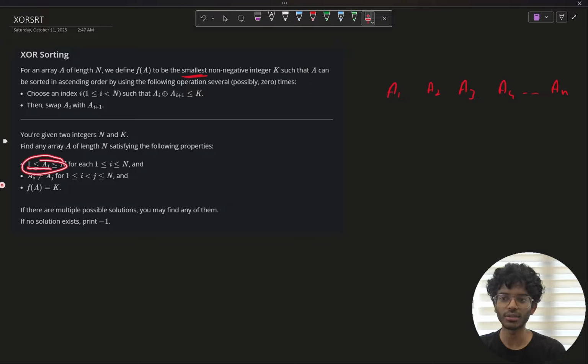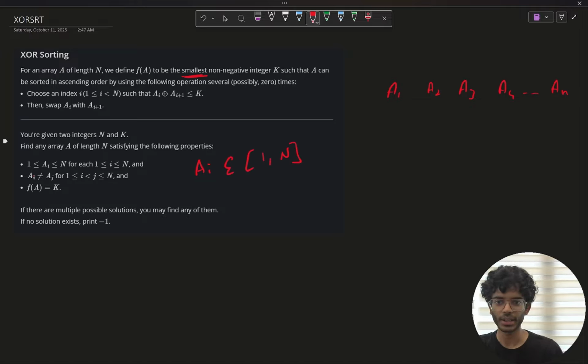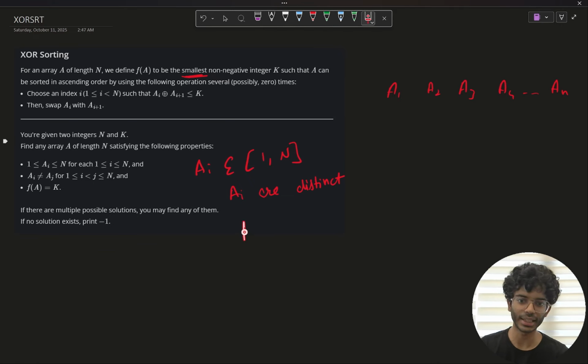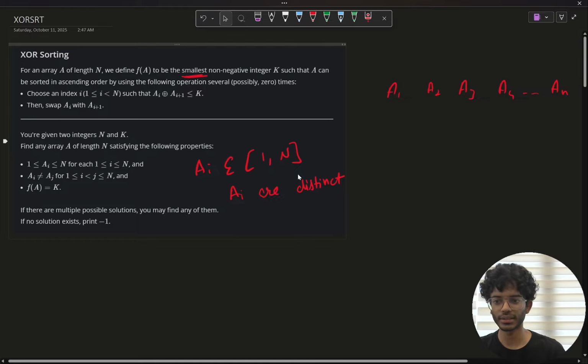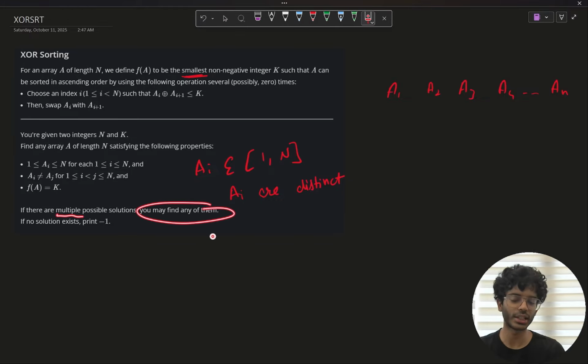We are given that all the A of i will lie between 1 and n. So each A of i is an integer between 1 and n, and none of the elements are equal, so all A of i are distinct. These two conditions tell us that A has to be a permutation, right? Because all the elements are distinct and each element is between 1 and n, it has to be a permutation of size n. If there exist multiple solutions, we can print any of them, and if no solution exists, we need to print -1.